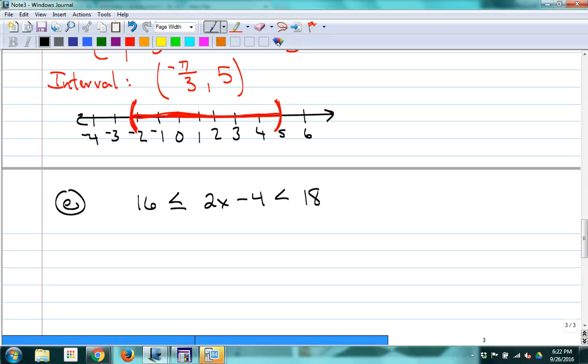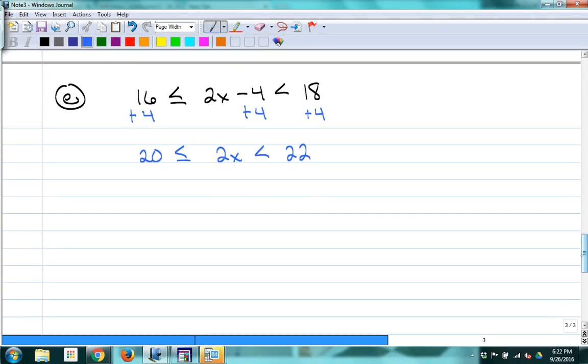All right, so we want to get x by itself in the middle. So what's our first thing to get rid of in the middle? The negative 4 there. So how do we get rid of it? Add it. So if we add 4 in the middle, you got to add it all over the place. So that'd be 20 and then 2x. No equal to on that second one. And then 22. Well, that works out real nice. Because now what? Divide by 2. There's x by itself in the middle.